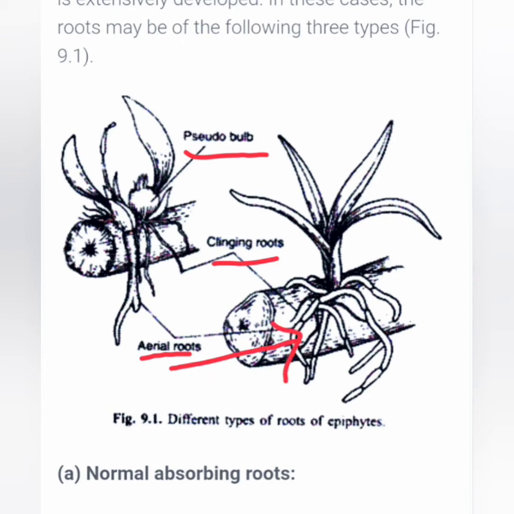So in this way, they help to absorb water, minerals, as well as organic nutrients from the decaying bark of the supporting plant, whether it's a plant or it's a tree. Okay, so this is the function of the aerial roots.